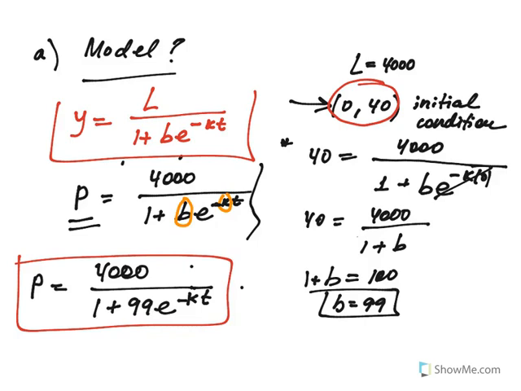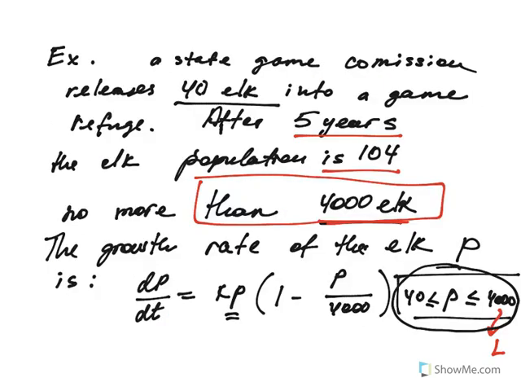But in order to finish it and express our final logistic model that represents this situation, we need to find k. Well, we're going to use another piece of information given. They tell you, and let me go back, that after 5 years, the population is 104. And that is why I put a point with the coordinates 5, 104. So when time is 5, the population is 104.